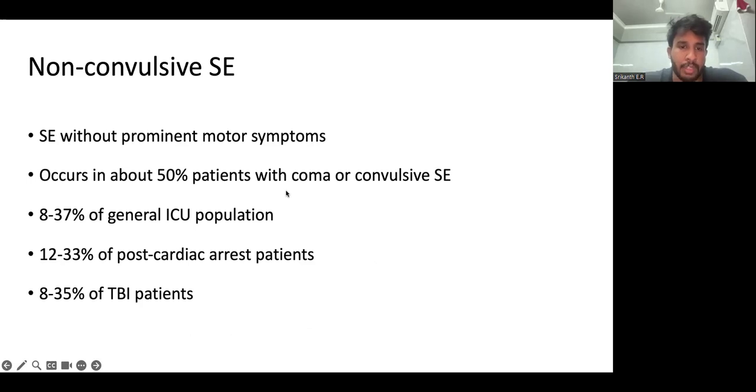So you have to suspect non-convulsive status epilepticus in any patient with altered mental status, especially if they have a history of seizure disorder and they're coming to you with altered mental status. You should always consider this to be a possibility. It is a very common problem. As you can see, 8 to 37% of the general ICU population have it, 12 to 33% of post-cardiac arrest patients, and 8 to 35% of TBI patients also have non-convulsive status.